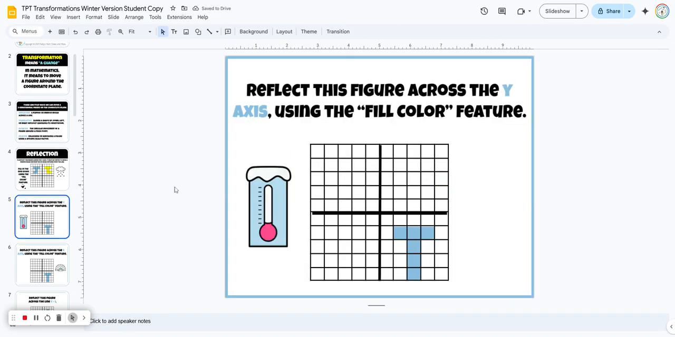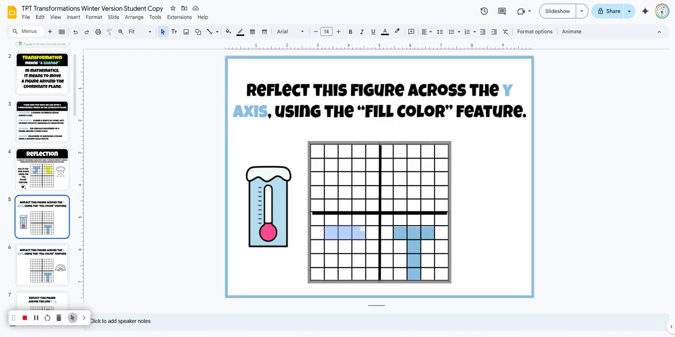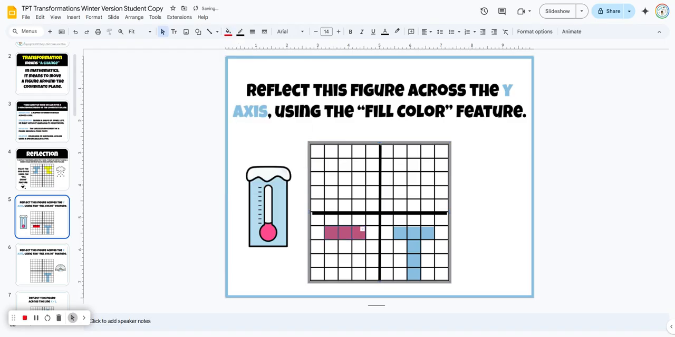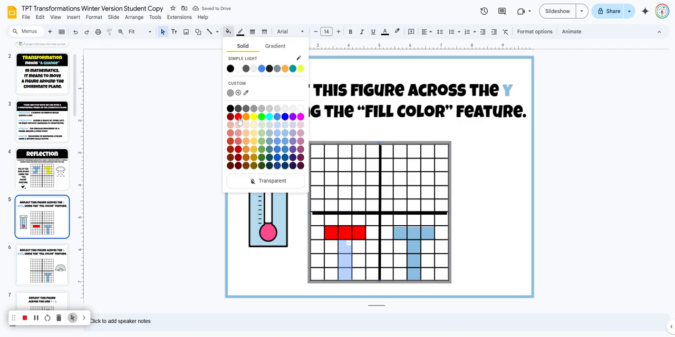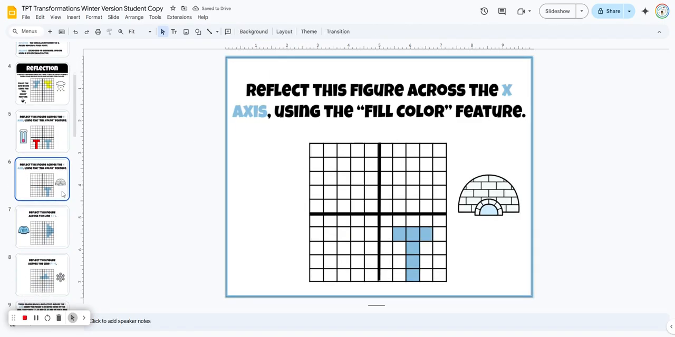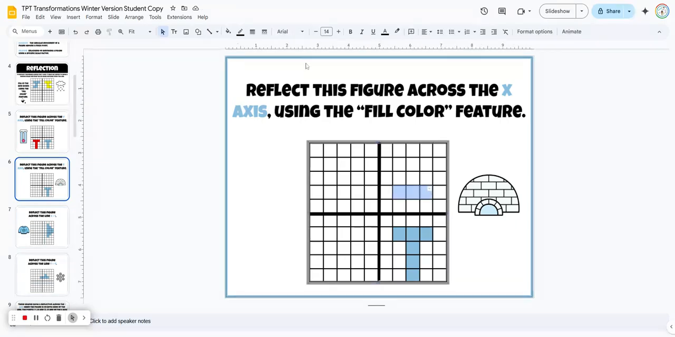Now the next one, they're also going to be reflecting across the y-axis. This time it's a T shape. So equal distance from the y-axis and a mirror image. They're going to do the same thing on the next slide, same figure, but this time they're going to reflect across the x-axis, so it's going to look a little bit different.